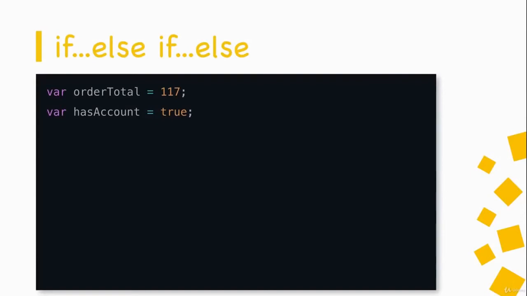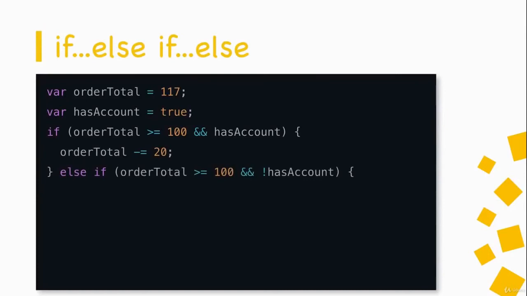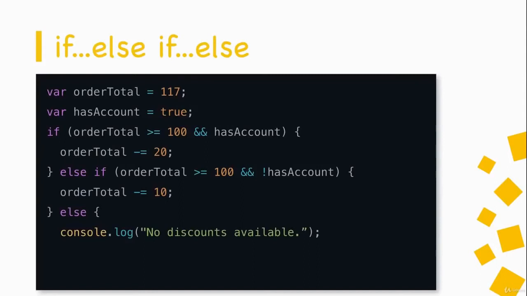So how do we code this in JavaScript? Well, we'll start with the if block. In this case, if orderTotal is greater than or equal to 100 and hasAccount, then we'll do something. What will we do? We will minus $20 from the orderTotal variable. Else, if orderTotal is greater than or equal to 100 and does not have an account, then we only minus $10 from the orderTotal variable. Else, if neither is true, then we just log to the console no discounts available. And then we end the statement. And now the orderTotal variable contains the value 97.